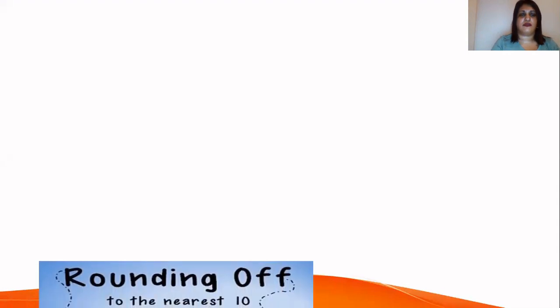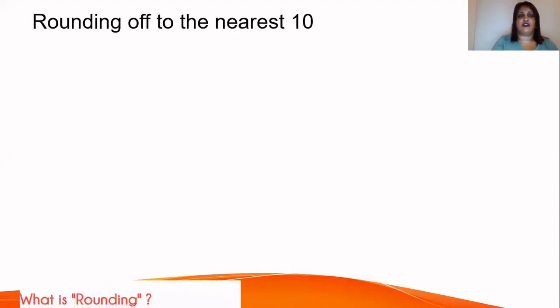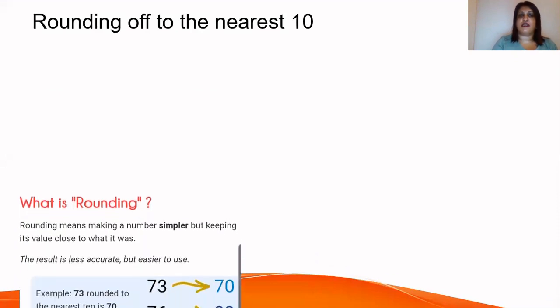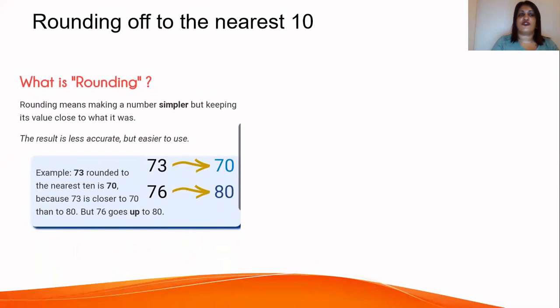We're going to now start off with rounding off to the nearest 10. First of all, what is rounding off? Rounding off means making a number simpler but keeping the value close to what it was. So for example, if I have 73 here, if I round it off, you'll notice 73 is closer to 70, and 70 is a multiple of 10. So when we're rounding off to the nearest tens, we look at the multiples of 10. So most of your answers will end up with 10.